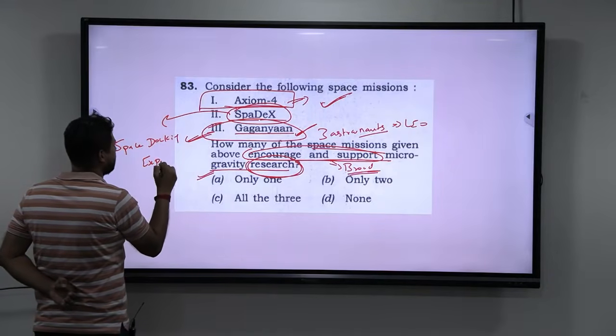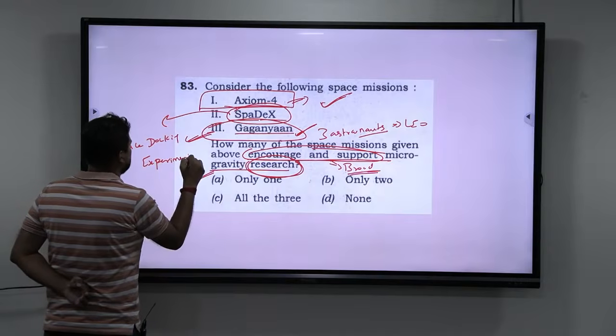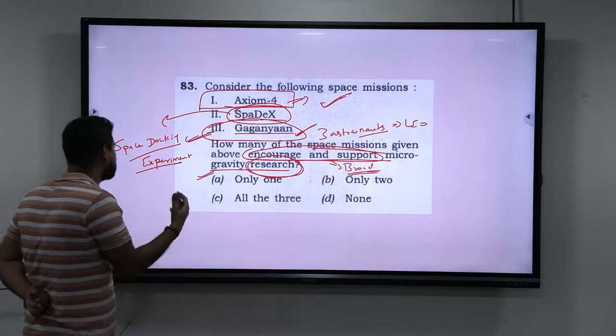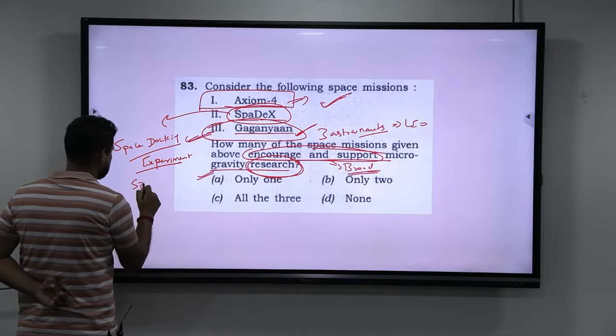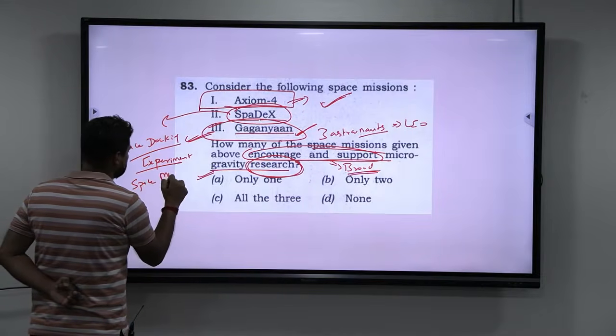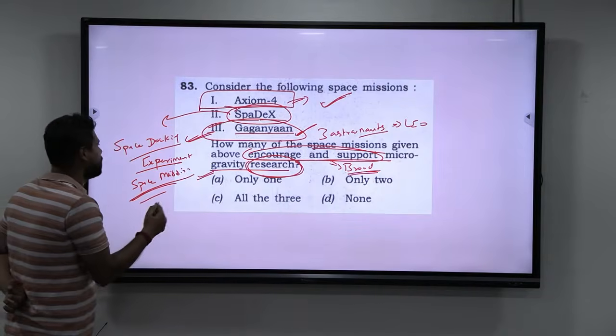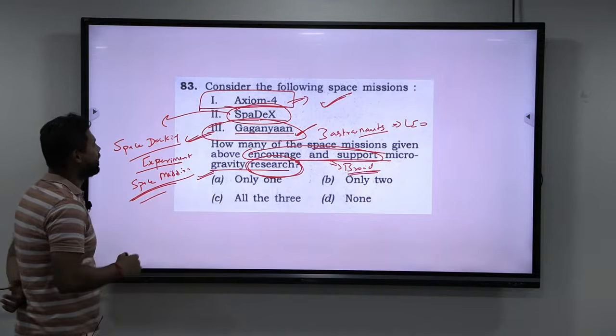So the space docking experiment is where a satellite is made to dock with another satellite, which helps in future space missions. In future space missions, it will actually help. This docking is very, very important. Hence, that experiment was done in this SpaDeX.